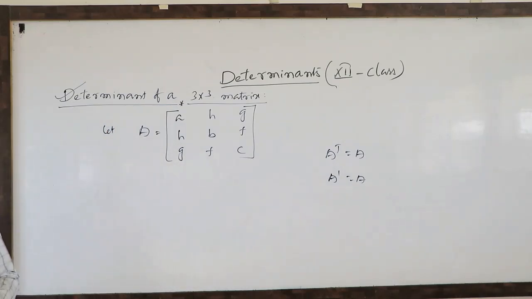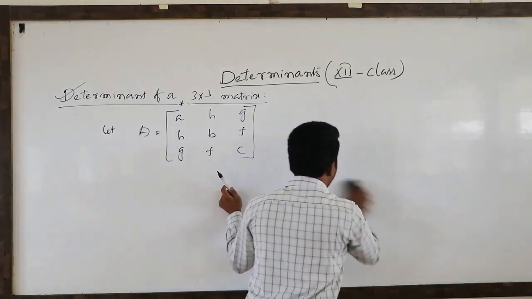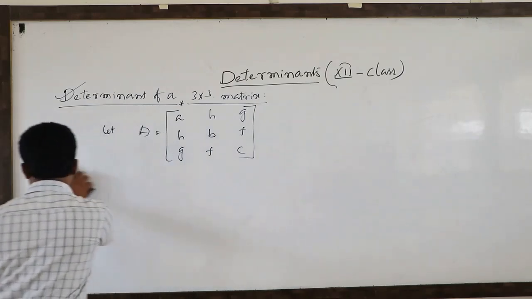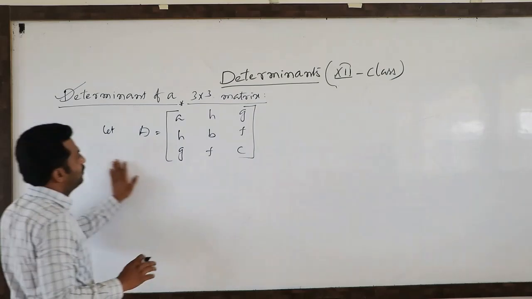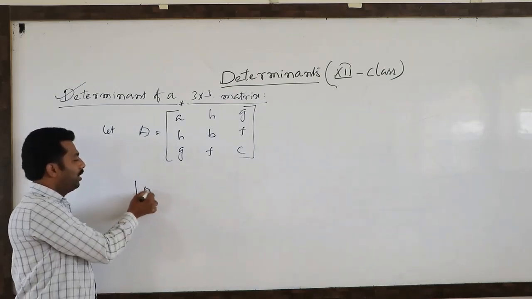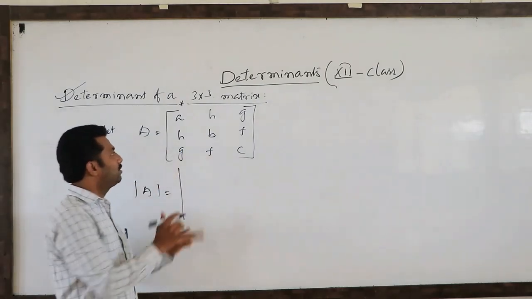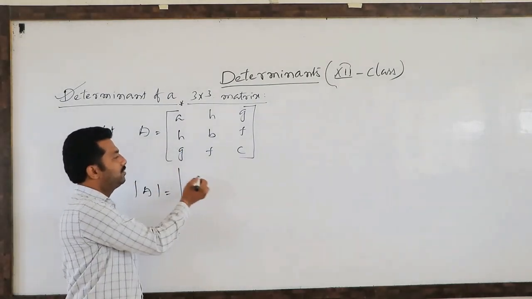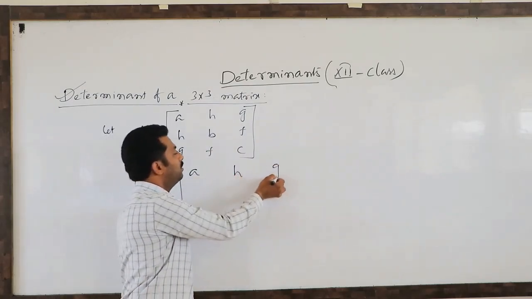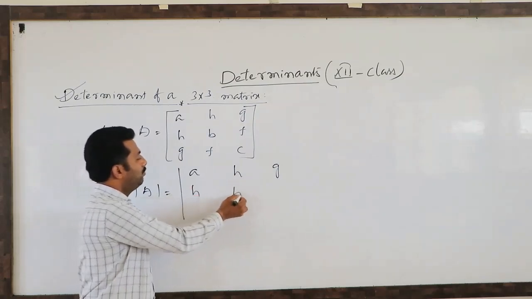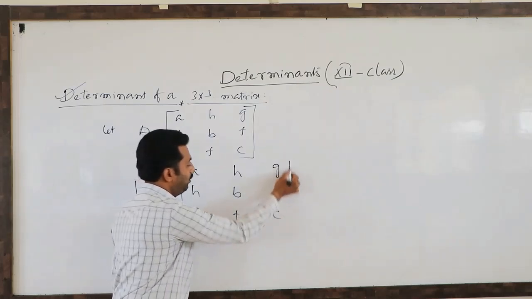So, what is the determinant? We will see first how to calculate the determinant of this 3 by 3 matrix. I will tell one procedure you have to understand. See here, first, determinant of A means you have to remove the matrix symbol and write the determinant symbol. What is the determinant symbol? Bars like this. Elements as this, you have to write A, H, G, H, B, F, G, F, C.